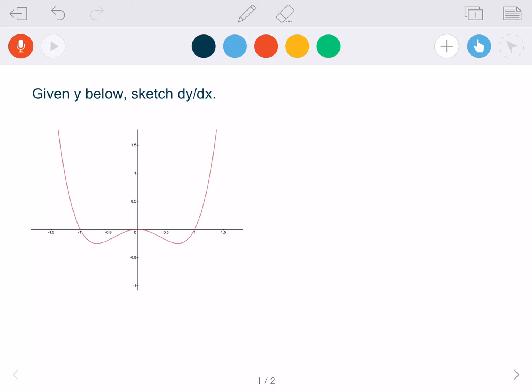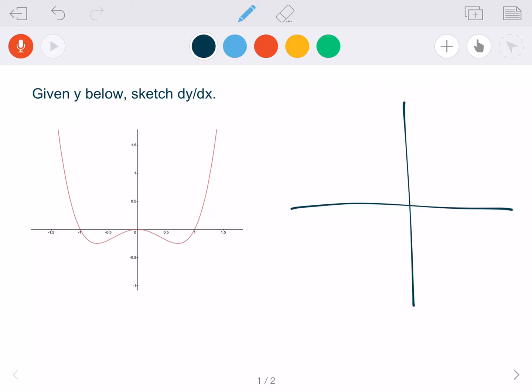Let's sketch a derivative. If you're like me, I hate these problems because I want my final answer. I can put a box around the end. I don't like these sketch, approximate, estimate. I hate it, but we can do it. First thing I'll do, give myself an xy axis here. So given y below, sketch dy/dx.